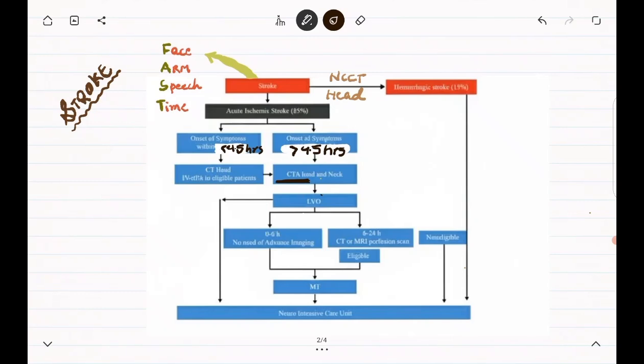We have to do CT angiography, and when we do it, we have to check for LVO. LVO means large vessel occlusion. Large vessels are the internal carotid artery, the middle cerebral artery part 1 and part 2, and the basilar artery. These arteries are the large vessels, and we have to see that on CT angiography.